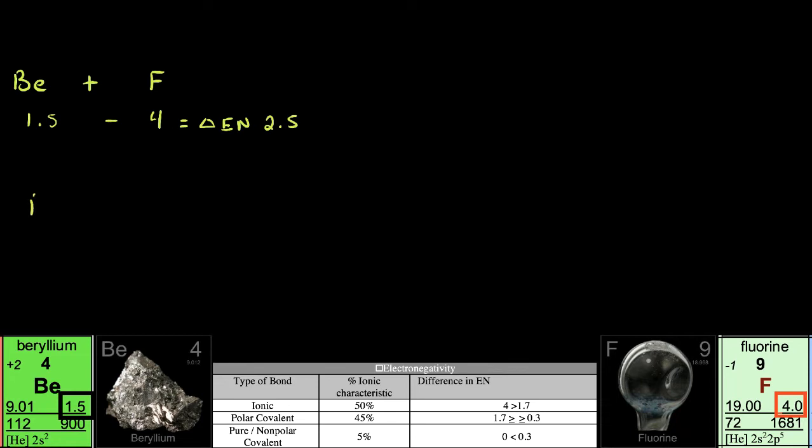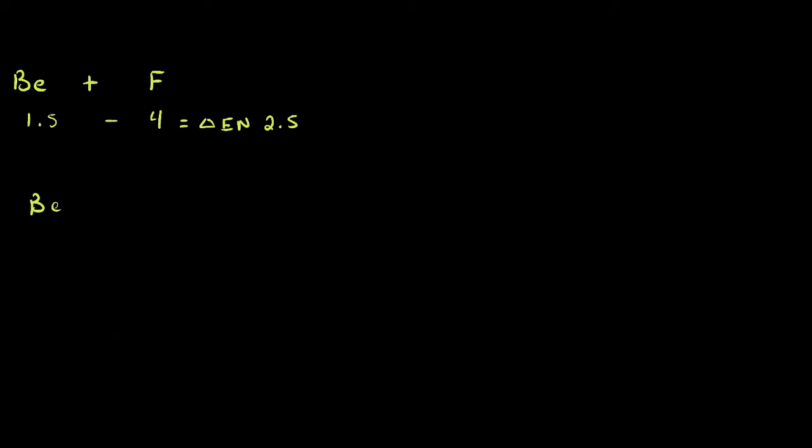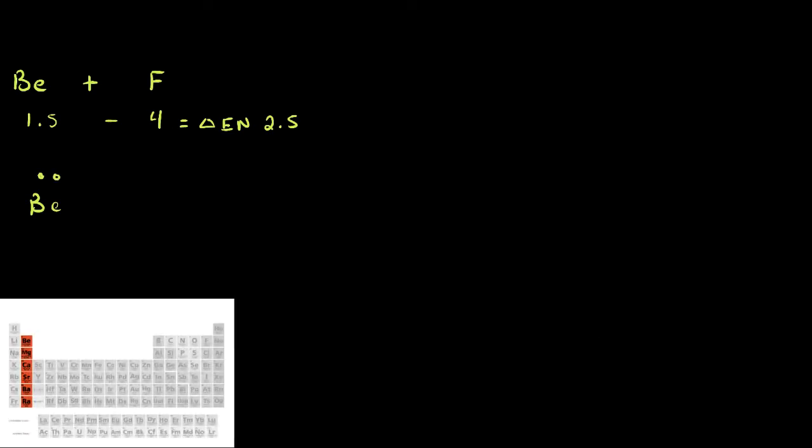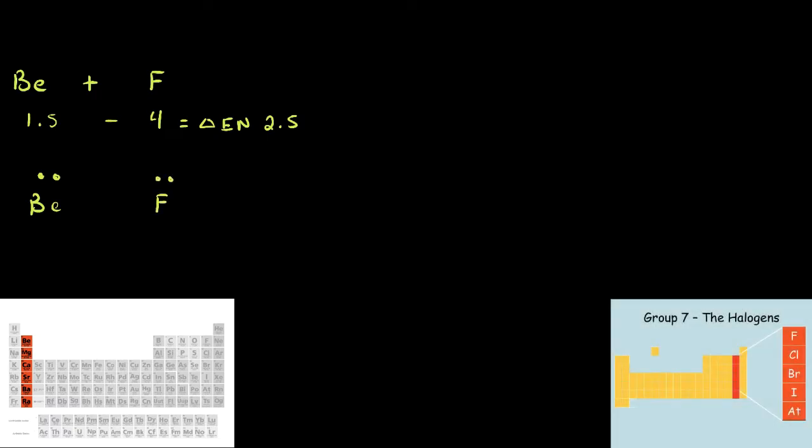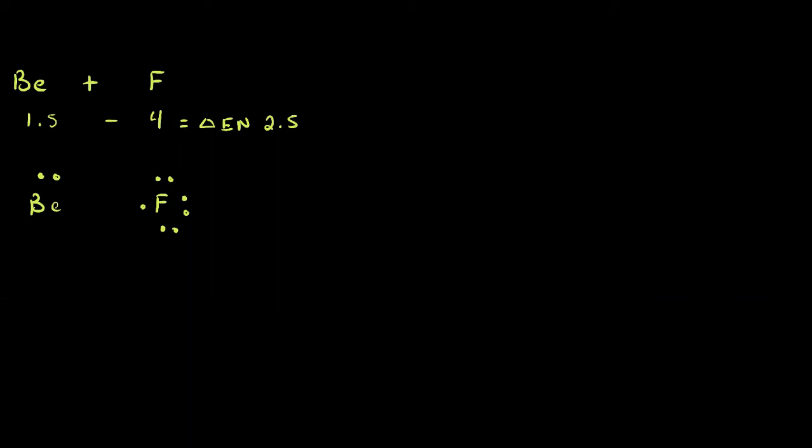So beryllium, that is going to be found in group 2. So it's going to have 2 valence electrons. Fluorine is in group 7A. So it has 7 valence electrons. Now, if we have this scenario right here, I know that these 2 electrons need to be given away. Fluorine is going to take one of those electrons. Now, fluorine can only take 1 electron.